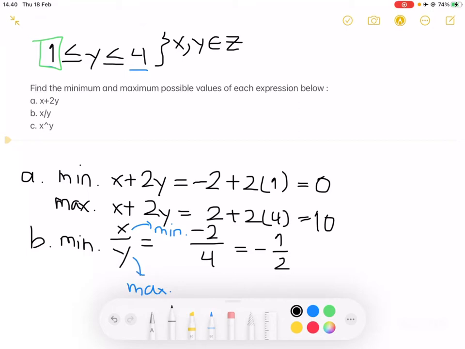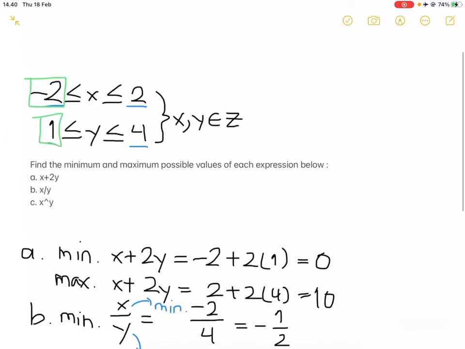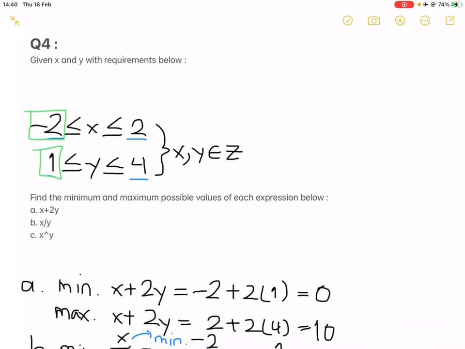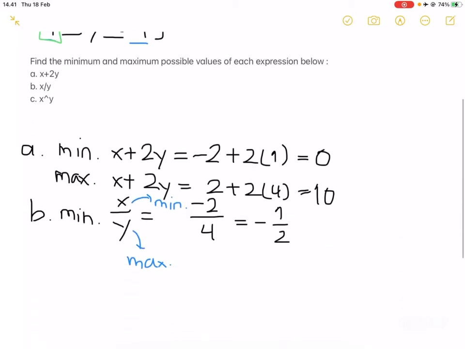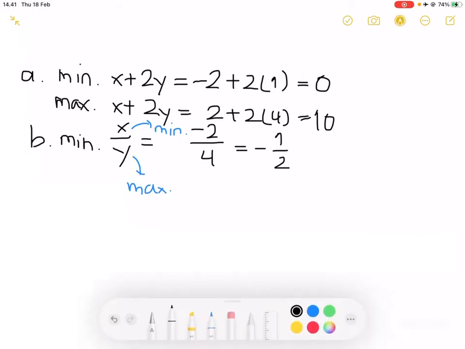And in some questions, these requirements of the variables are designed to be quote unquote nice, and it will be easy to find the pattern, or I would say the minimum and maximum of each expression. So yeah, that's all I have to say for that tip.